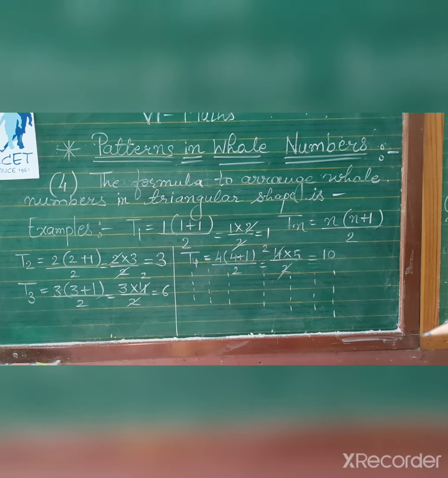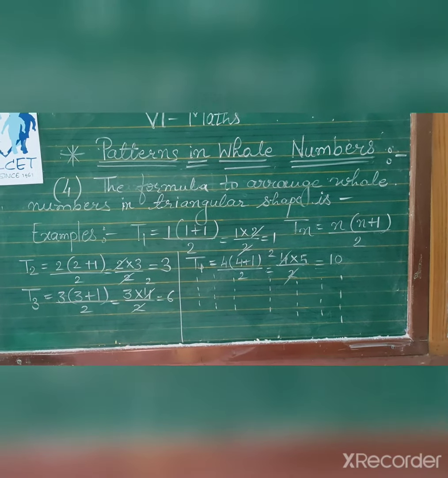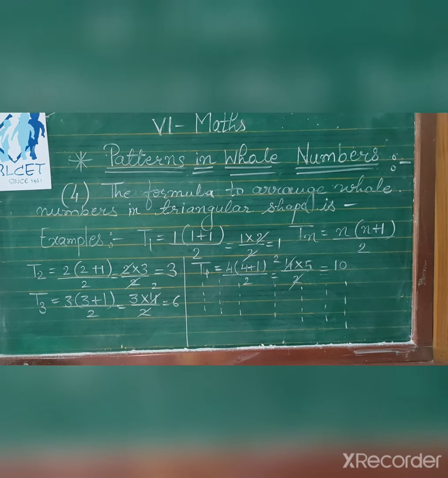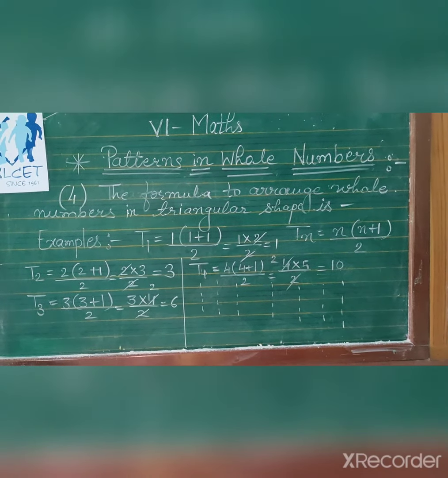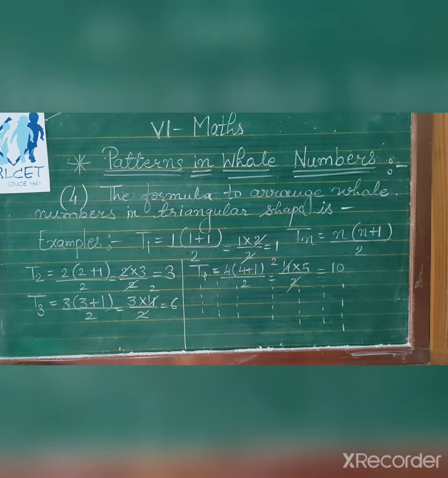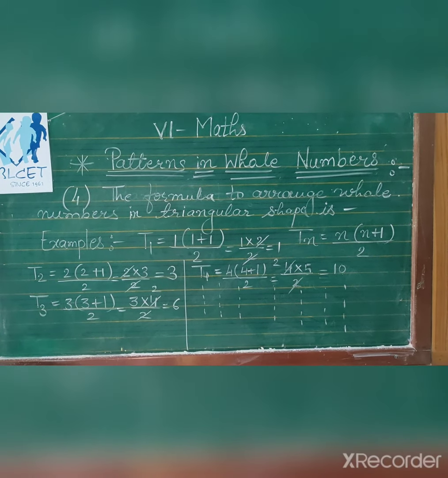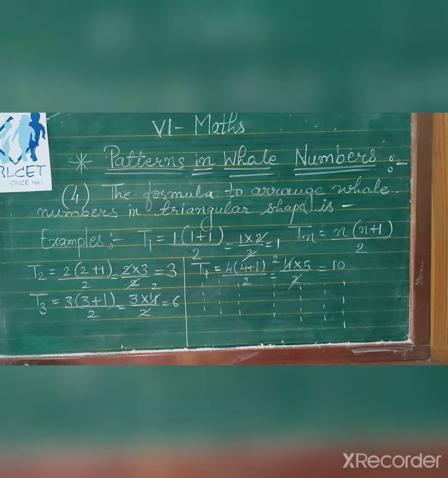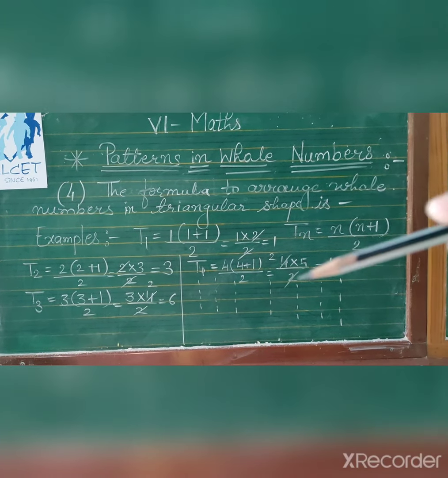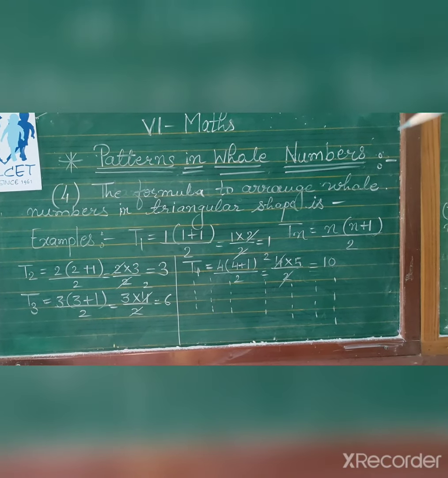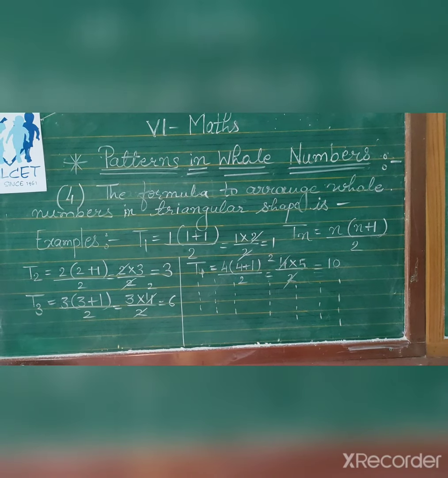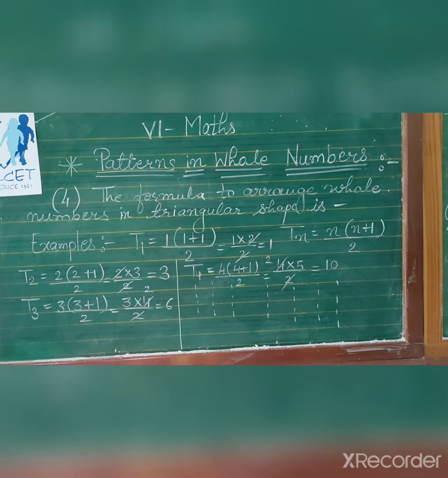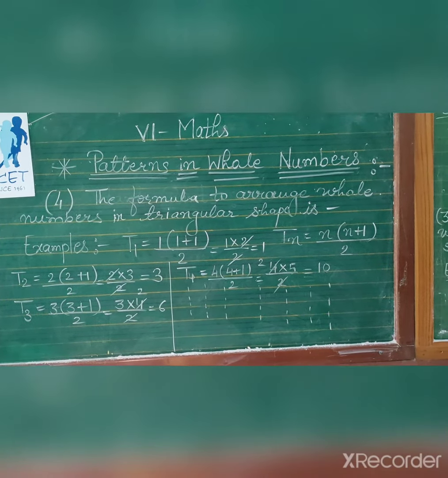You can see here, in the triangular form, on the top there should always be one dot, and we arrange the numbers in ascending order, like 3, 2, 1, making 6. So 3 dots, then 2 dots, then 1 dot. Always on the top one dot should be there.